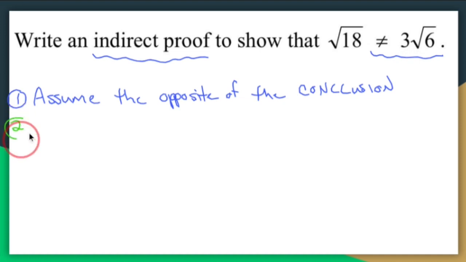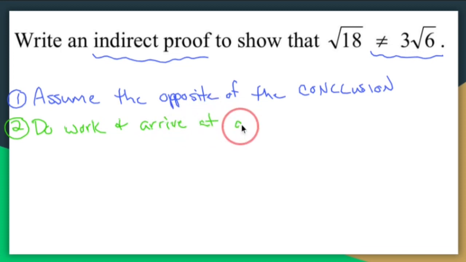Then what we do is we do some work, whatever work we have to do, and arrive at a contradiction. What's a contradiction, you ask? It's a lie.